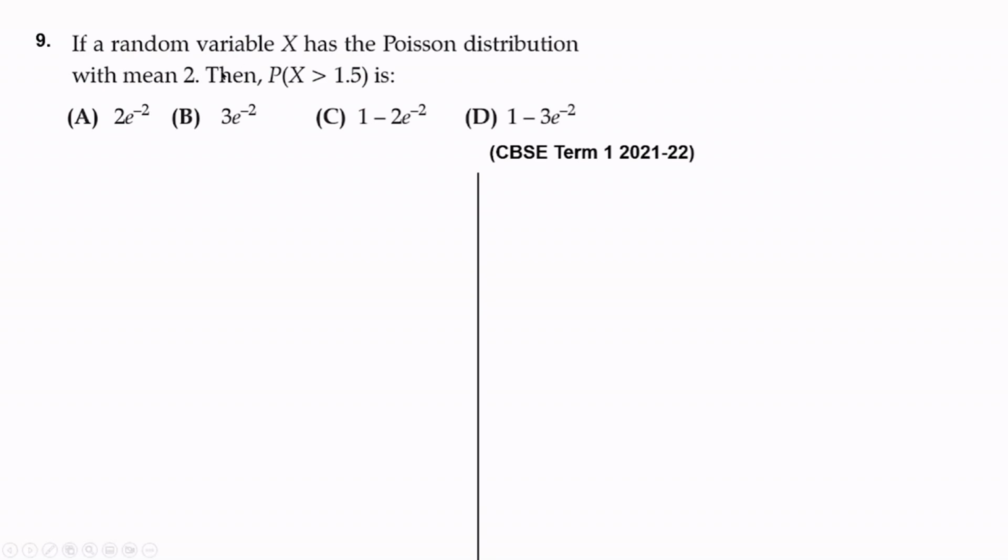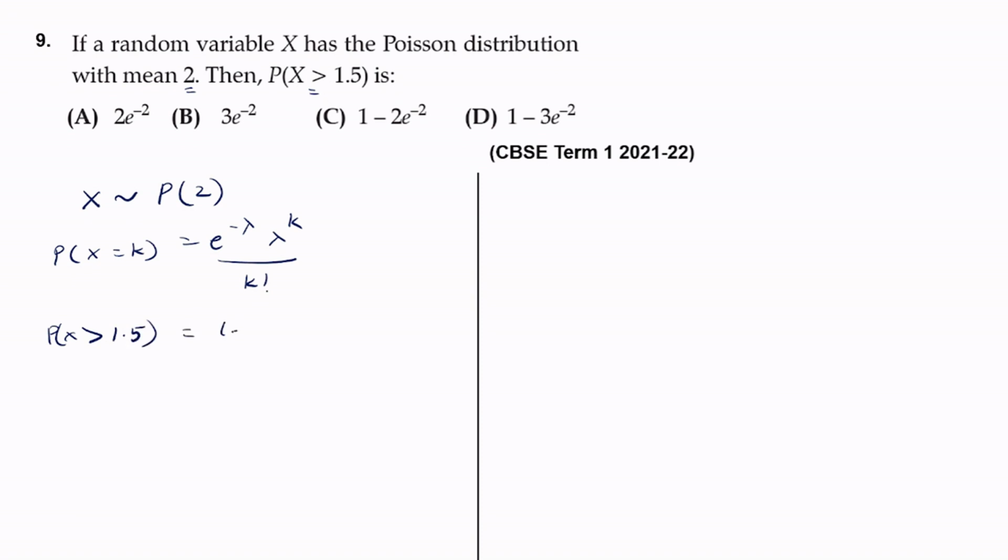Next question, if a random variable x has the Poisson distribution with mean 2, then probability of x greater than 1.5 is. So here it is given x follows Poisson distribution with parameter lambda which is 2. So we have probability of x is equal to k, it is given by e raised to minus lambda, lambda raised to k by k factorial.